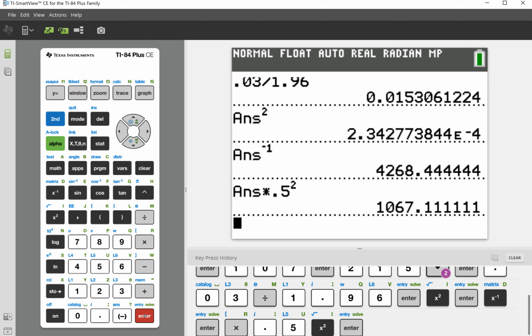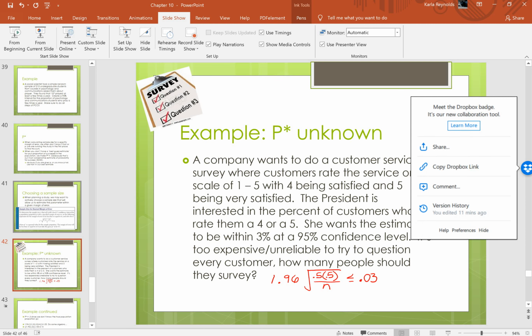So the sample size has to be at about 1,068. We want 1,068 people so that we would be within 3 percentage points in the confidence interval. All right. So big takeaways here are that we do P confidence intervals with our sample proportion, and they're always Z.